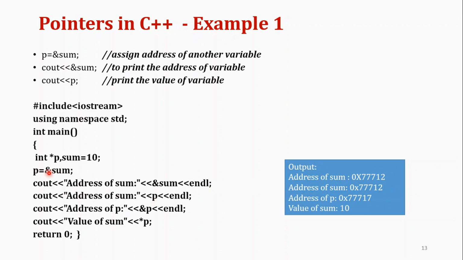So p is the address of sum, so it is 7712, and ampersand p is going to be the address of the pointer. The pointer variable itself has an address, that is the address of the pointer. And then the last one is asterisk p, the value at the address. So the value at the address of sum is 10. So 10 will be displayed over here. So this is how a pointer is assigned, and we can take the variable and explore how it is working.